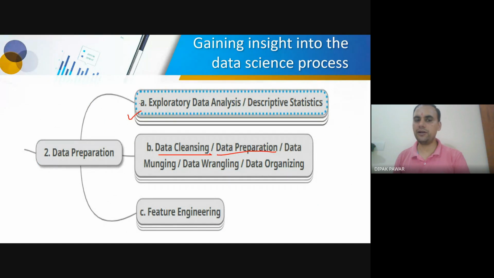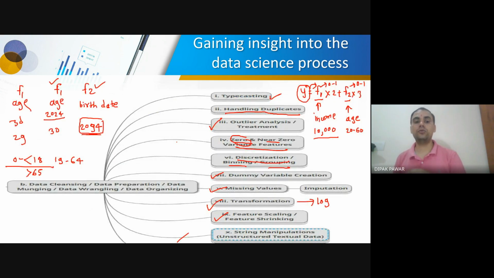So the first part we covered was related to EDA. Now we are talking about data cleansing or data cleaning. In data cleaning, we have to perform different operations: typecasting, handling duplicates, outlier treatment, zero and non-zero variance features, then discretization or grouping or binning. Then we also have to deal with dummy variables and missing values. Why do we require transformation? When we have skewed data, right skewed or left skewed, at that time we should go for transformation like log transformation. Then we also have the feature scaling part.